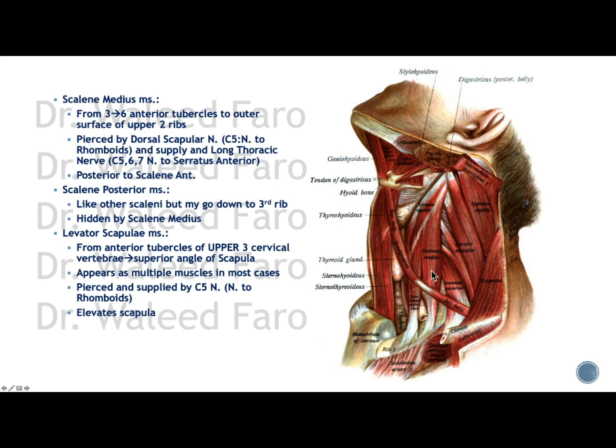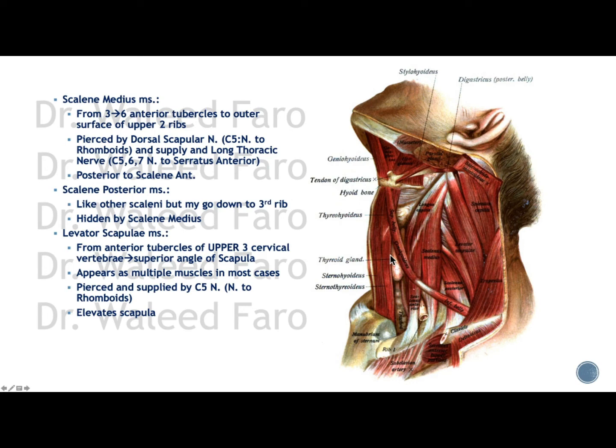Another nerve pierces the muscle, which is the long thoracic nerve. It comes out at a lower level, goes down to supply the serratus anterior muscle. This nerve is called the long thoracic nerve or nerve to serratus anterior. It's C5, 6, and 7. So you have two nerves piercing the muscle, the dorsal scapular nerve or nerve to rhomboids, C5, and the long thoracic nerve, C5, 6, 7, that goes down to the serratus anterior muscle.